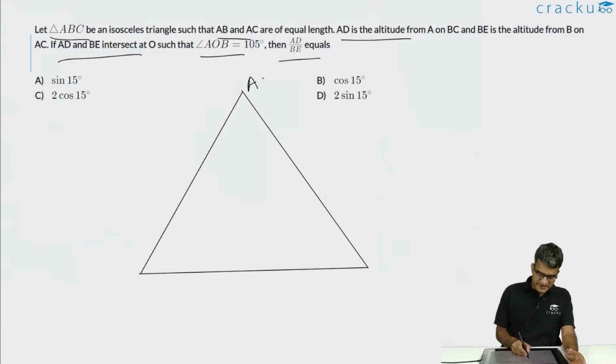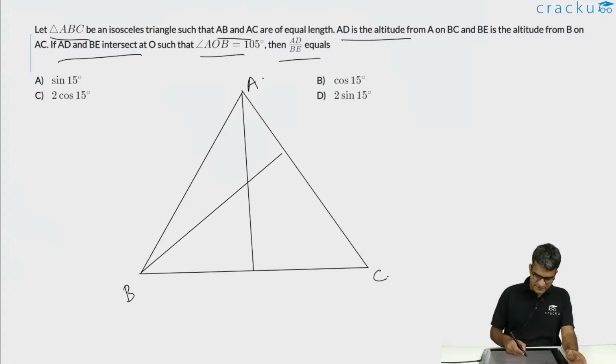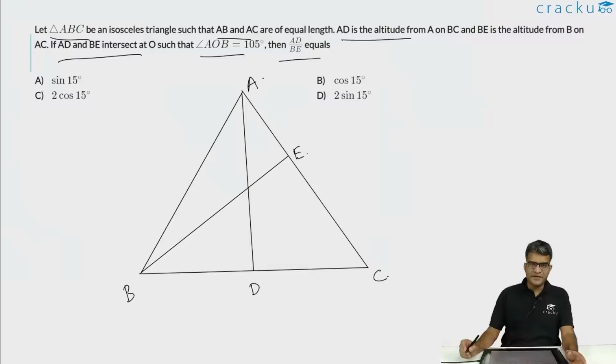This is A, this is B, and this is C. Let the altitude from A to BC, this AD, be this, and let the altitude from B to AC be this. This is AD, this is BE. Let the length of AB be small a, therefore the length of AC is also small a. This is 90 degrees, this is 90 degrees because they are altitudes. We are told that this is O and angle AOB is given to be 105 degrees.